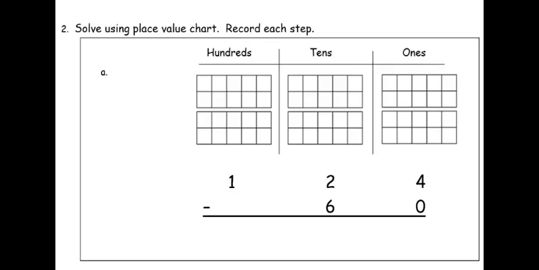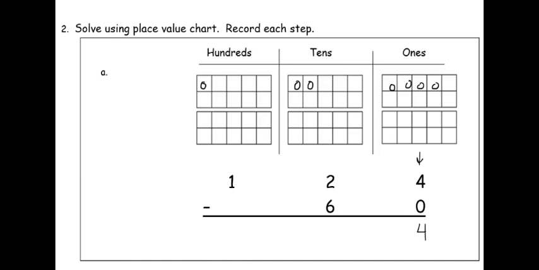And now I'm going to use a place value chart to solve some subtraction problems. So the problem we have here is 124 minus 60. I'll start by showing 124 on the place value chart as 100, 2 tens, and 4 ones. We're going to keep track of our steps down below. Starting in my ones column, I have 4 minus 0. So I'm not going to cross anything off, and that just leaves 4.